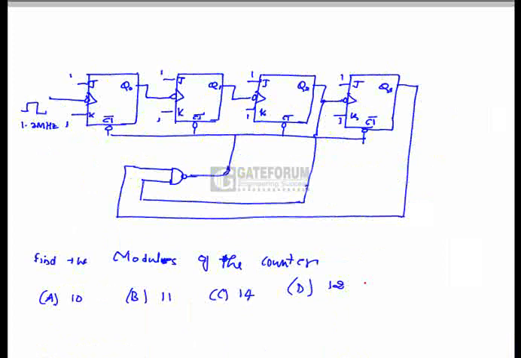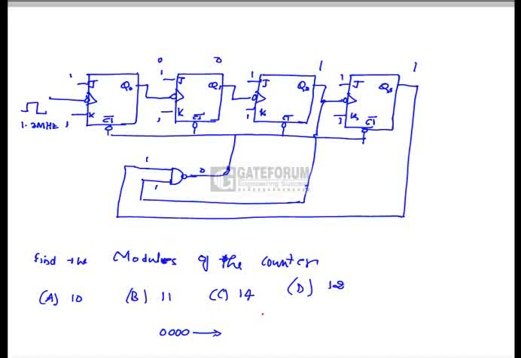The counter is shown in the figure. We have to decide what its modulus is. Suppose we assume an initial state of 0, 0, 0, 0. Whenever the output of the NAND gate is 0, the flip-flops come back to the 0, 0, 0, 0 state. For that, this output has to be 1.